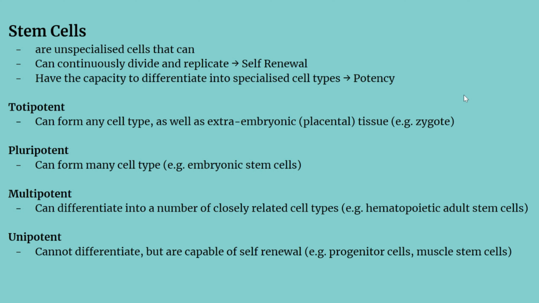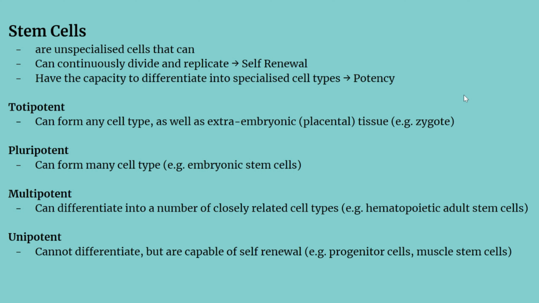Multipotent means that they can differentiate into a number of closely related cell types. For example, your hemopoietic adult stem cells, because hemopoietic gives you the idea of hemoglobin, which you can relate back to red blood cells. That means they can differentiate into red blood cells, white blood cells, and platelets, but they won't be able to differentiate into, for example, a brain cell or a skin cell. They'll just remain within that close proximity of cell types.